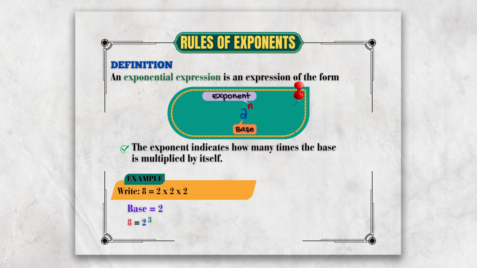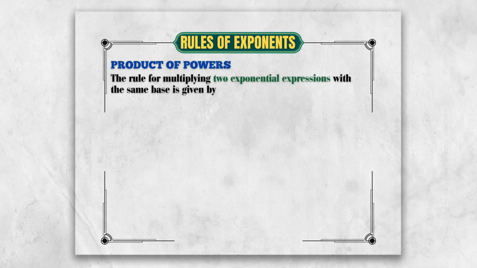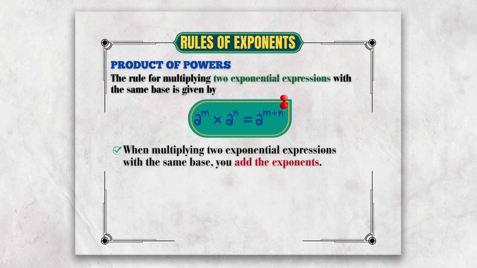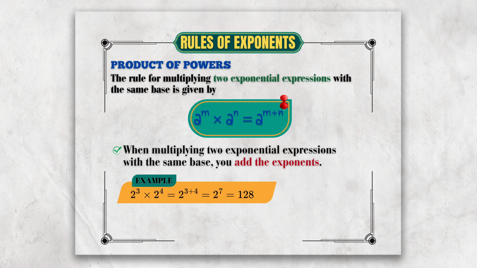First off, we have the product of powers rule. The rule for the product of two exponential expressions with the same base is given by a to the power m times a to the power n equals a to the power m plus n. Put simply, when multiplying two exponential expressions with the same base, you add the exponents. Here are some examples.